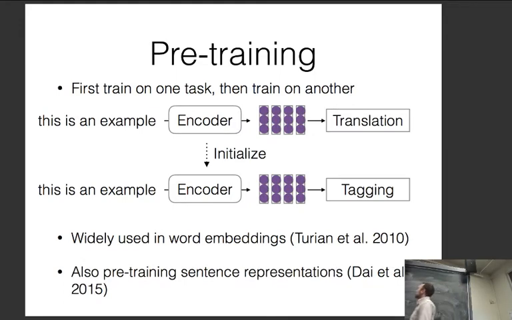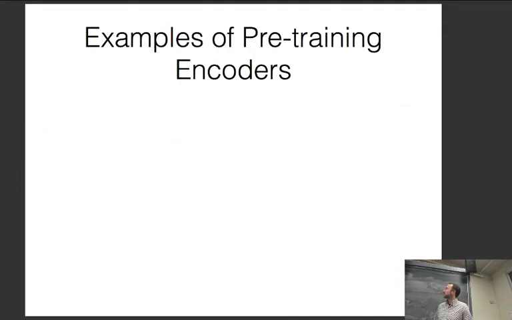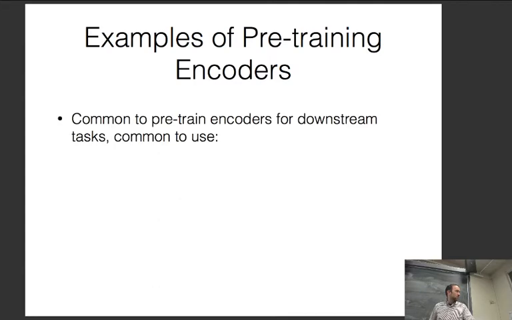Also, one thing that has been very, very effective recently, and is actually one of the reasons why I'm thinking that this is more and more important, is because this has been very useful in pre-training sentence representations as well, whether these are representations for single words in the sentence or for the whole sentence itself. So, examples of pre-training encoders.